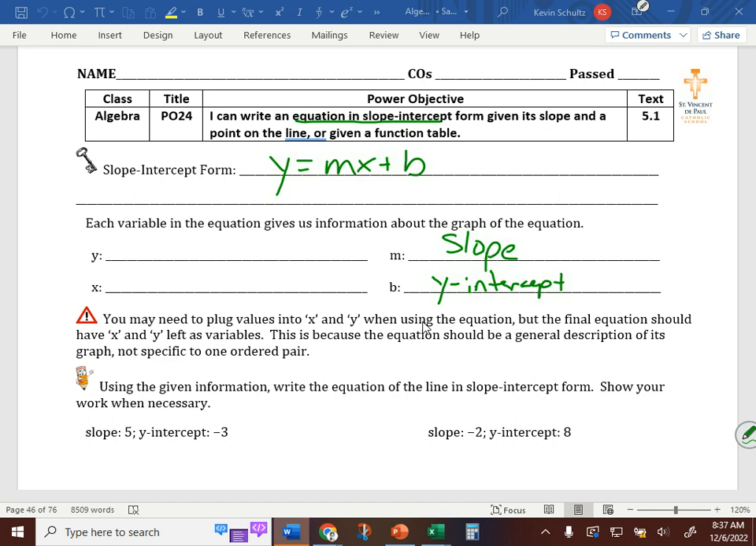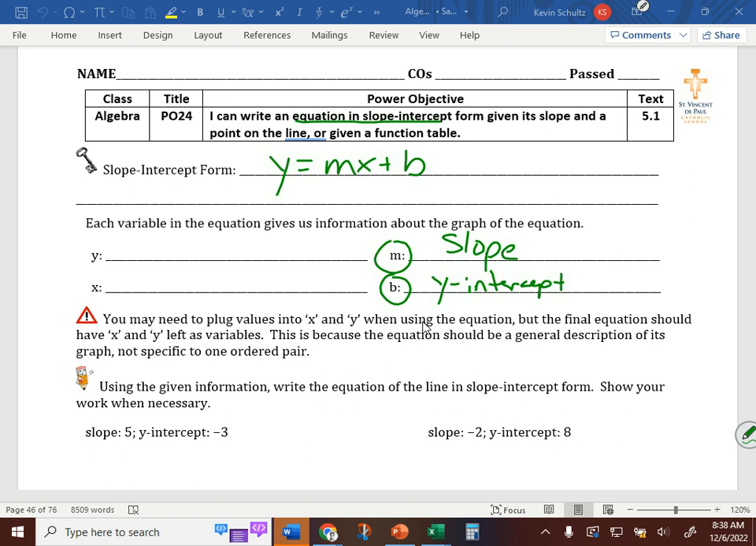And as it turns out, these are the two variables that you need to write any equation in slope-intercept form. You need the slope, you need the y-intercept. That's it, okay? Where y and x come into play is that sometimes you'll need to use these variables to help you get the slope or get the y-intercept, okay? So it's important to know what they represent in the equation.